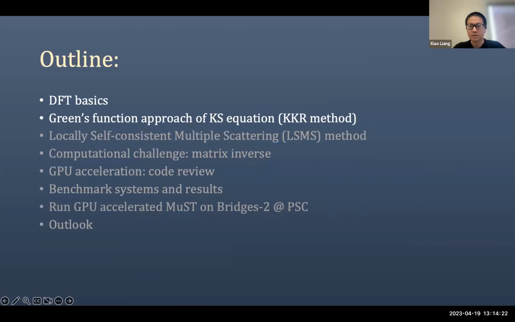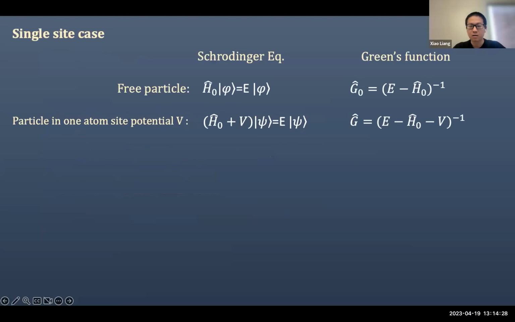Here, we start from a different approach, compared to directly solving the one-electron Schrodinger equation. Let me recall the Green's function of the Hamiltonian. If we have a stationary Schrodinger equation for the single particle case, with H0 the kinetic term and V the potential, then based on the definition, we can construct the Green's function for the free particle as G0, and the Green's function for the particle in potential as G.